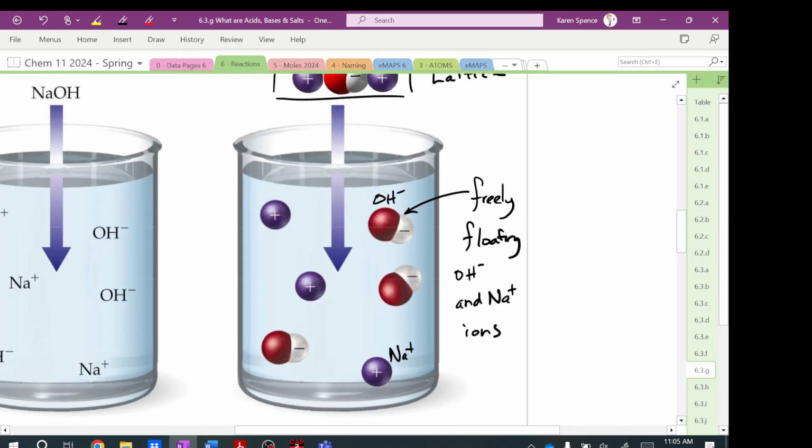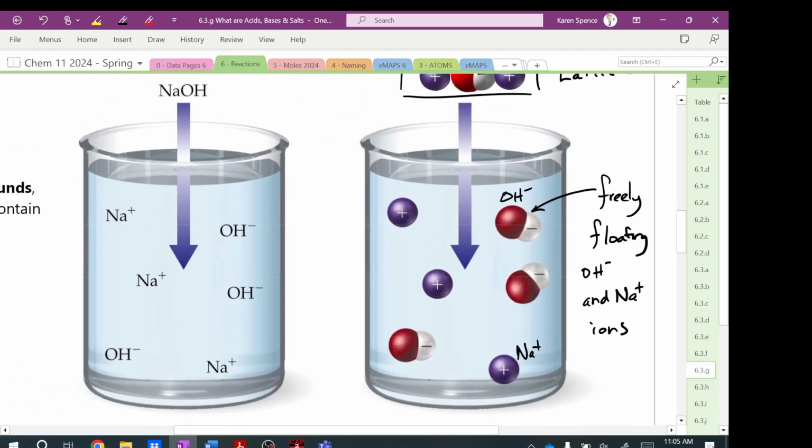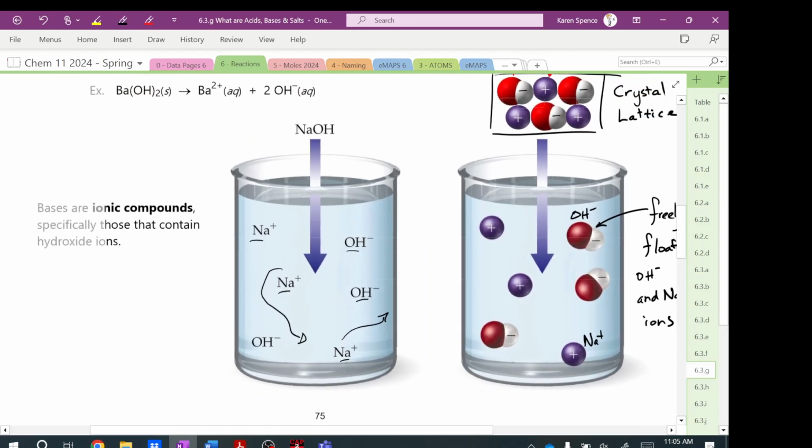So we can show it with the little picture. We can show it using the chemical formula here, where we've just drawn the ions as their little formulas. Okay, they're free to move wherever they want to. All right? Bases are ionic compounds. They're just specifically ionic compounds that contain hydroxide.